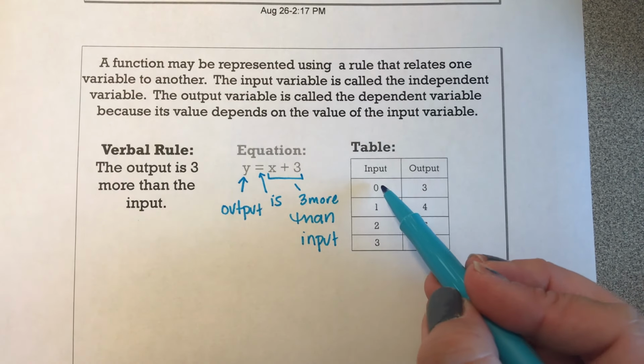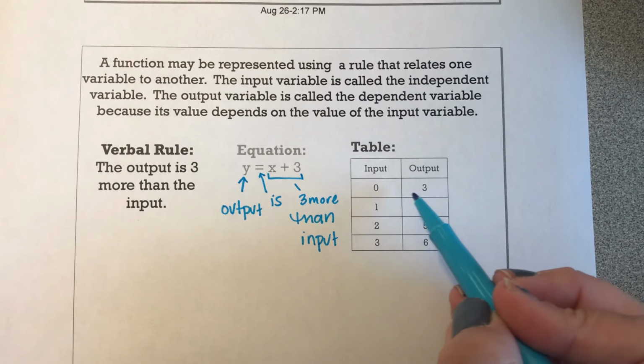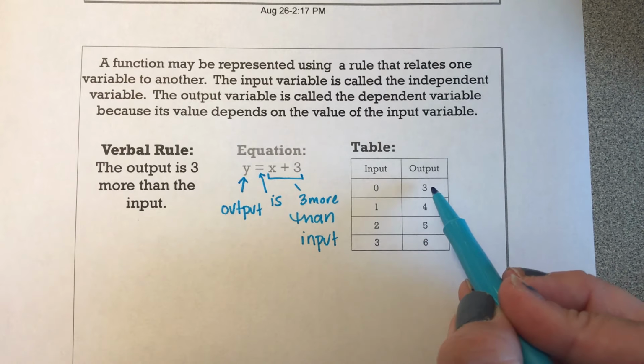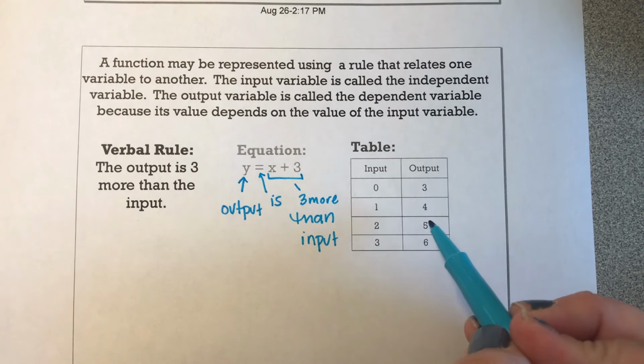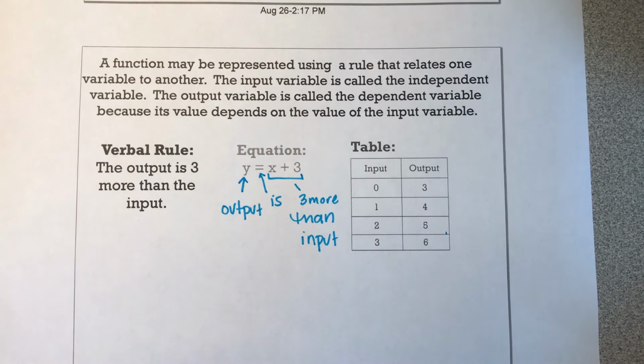And as a table, if these are my inputs, okay, what's 3 more than 0? 3. What's 3 more than 1? 4. What's 3 more than 2? 5. And that's how that works.